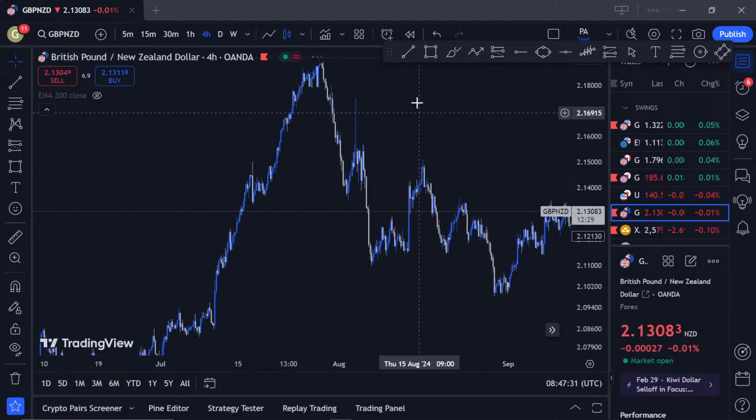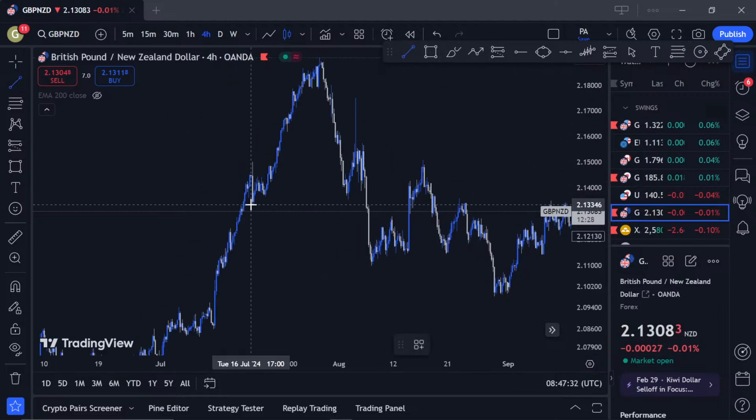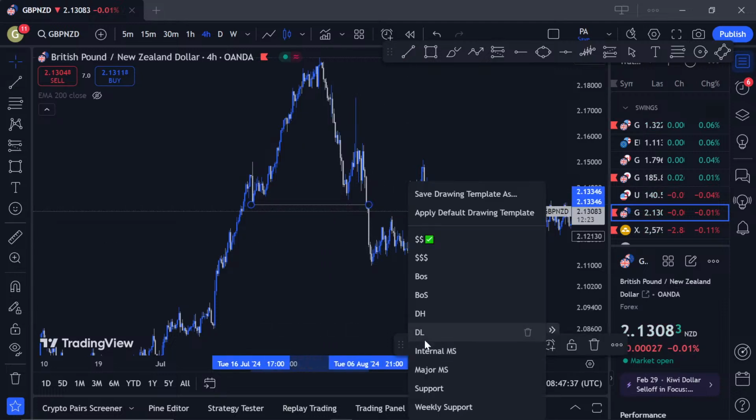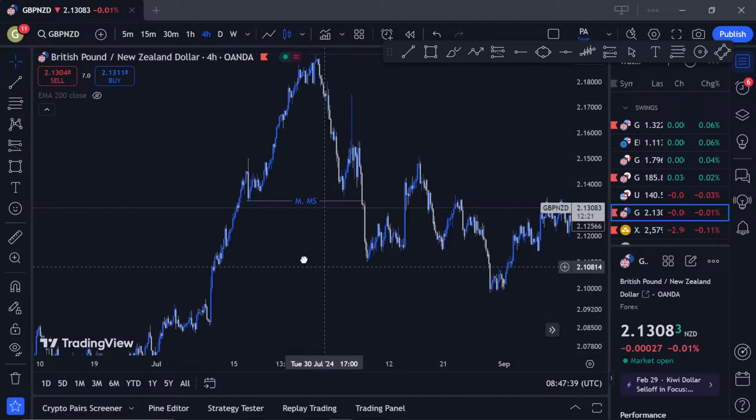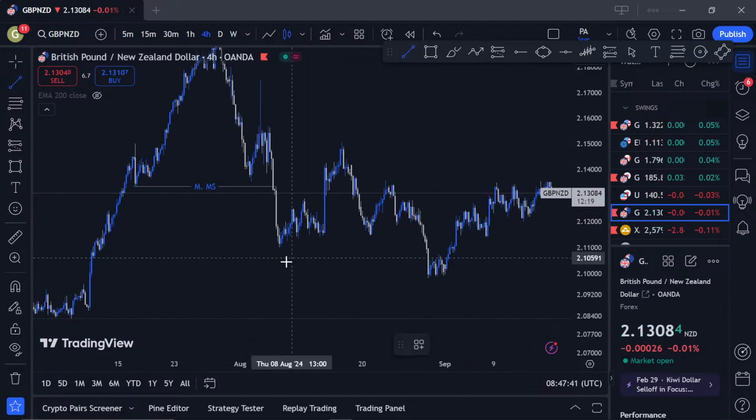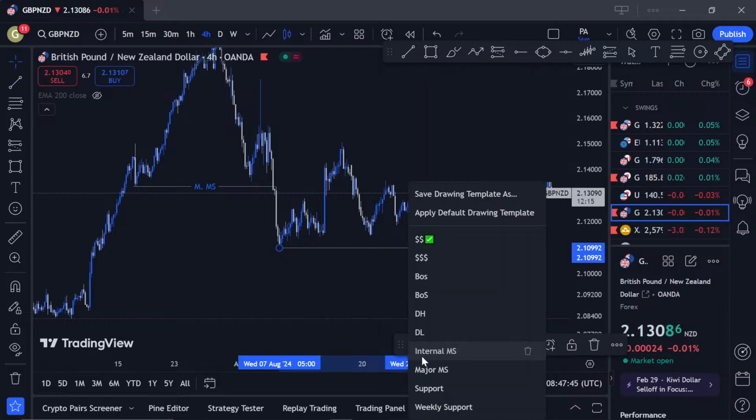So here also, you can see the GBP NZD. We have our major shift to the downside from here. And then here becomes our break of structure. I'm going to ignore the internal levels.